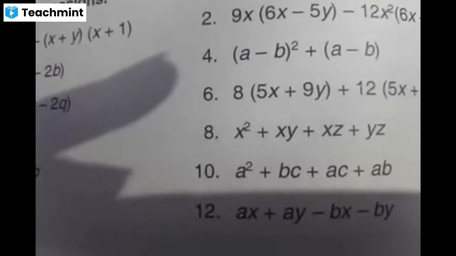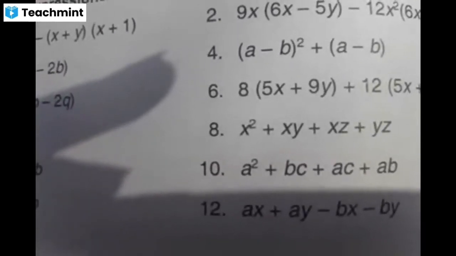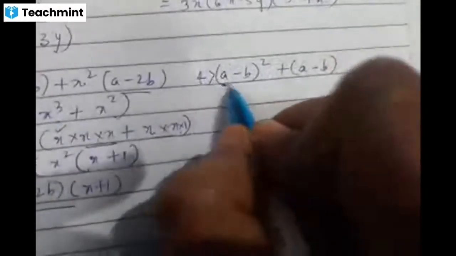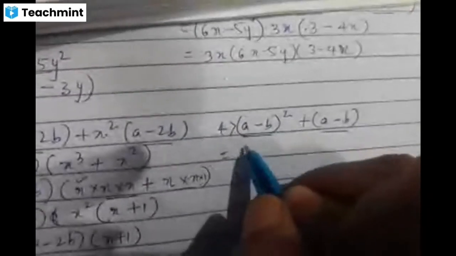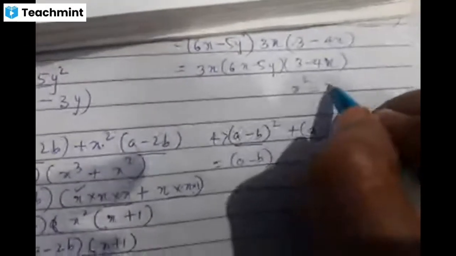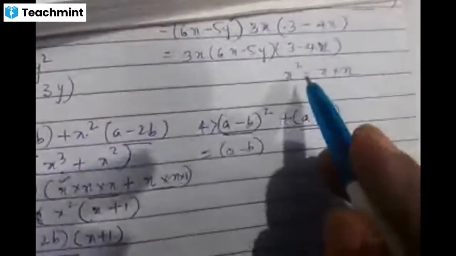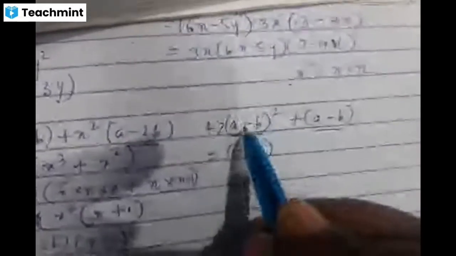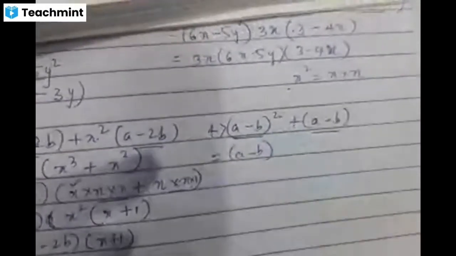A minus b whole square plus of minus a minus b. Here a minus b whole square and a minus b. How do you write a minus b whole square? If you have x square, how do you write? X into x. So x is written 2 times. Here the binomial has the square. A minus b whole square means a minus b must be multiplied 2 times.